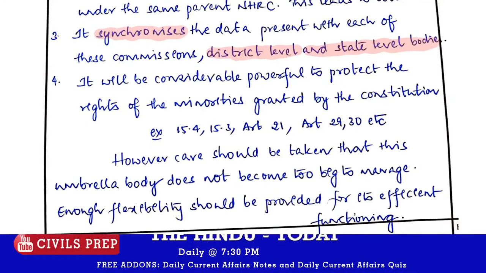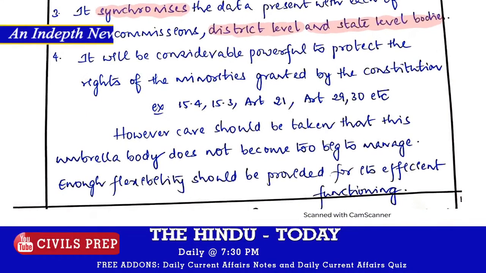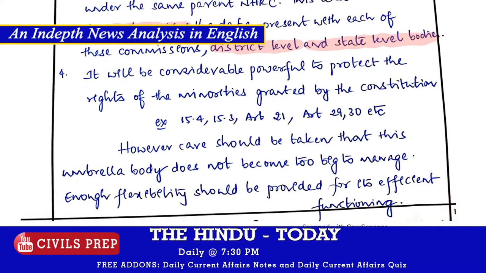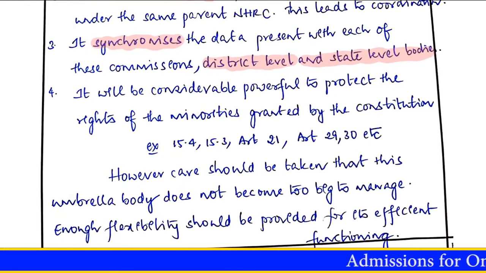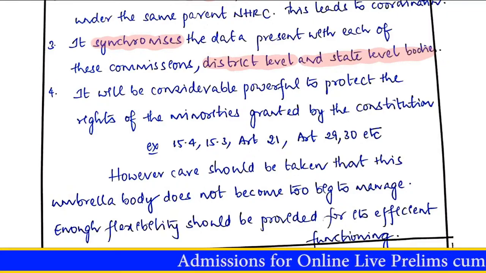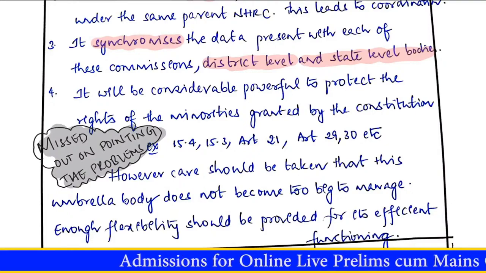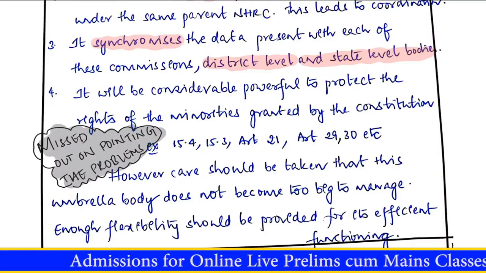Moving forward, he says, however, care should be taken that this umbrella body does not become too big to manage. Enough flexibility should be provided for its efficient function. So the way he started his answer, overall, if I look into the answer, what I see is that he is definitely rooting for an umbrella NHRC. So he has nowhere talked about the problems of having an umbrella NHRC. So that balance has been lost in the answer.